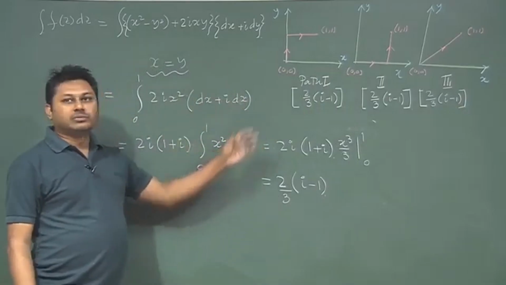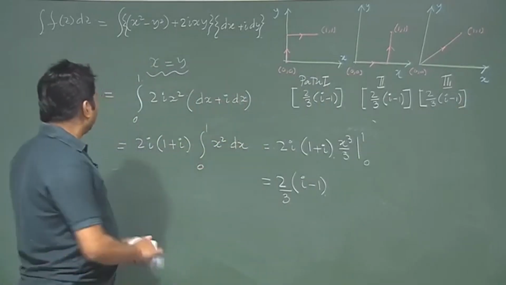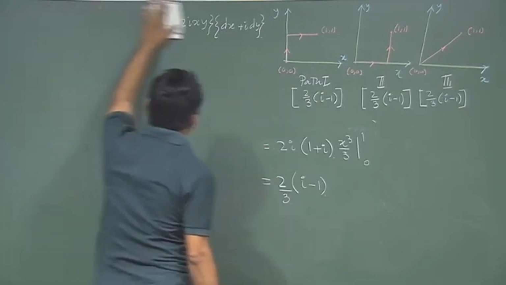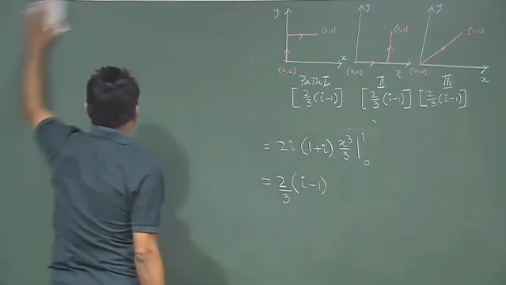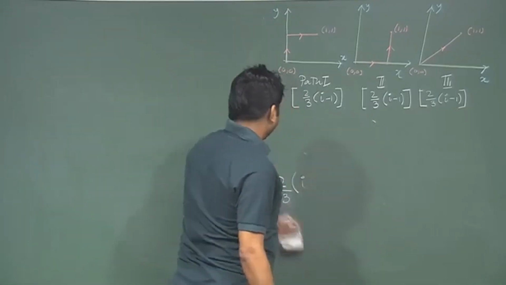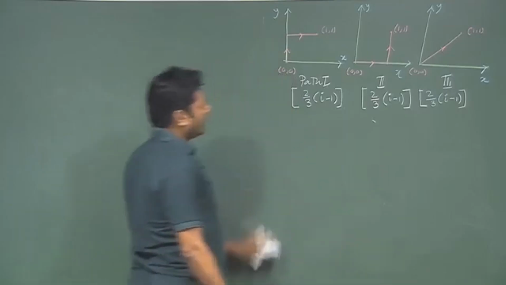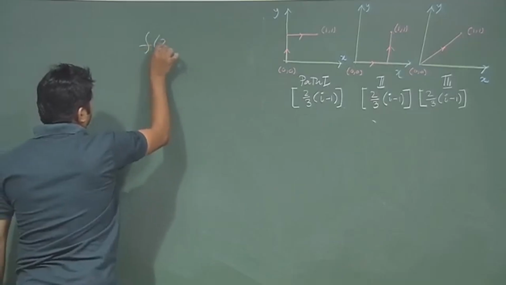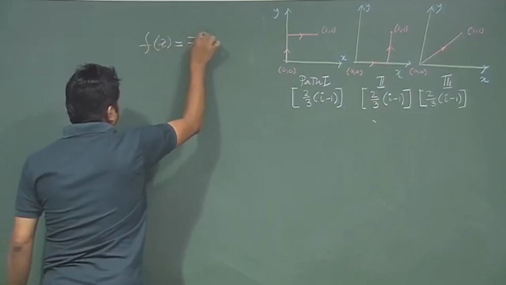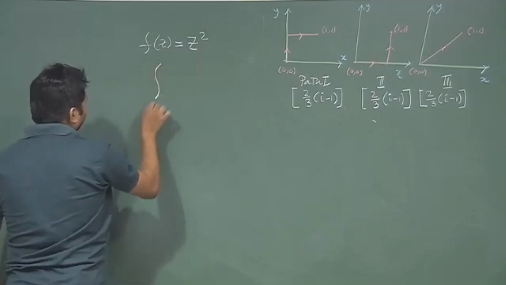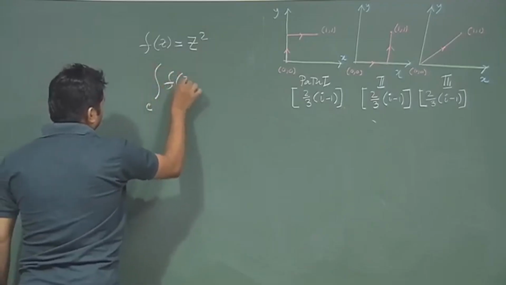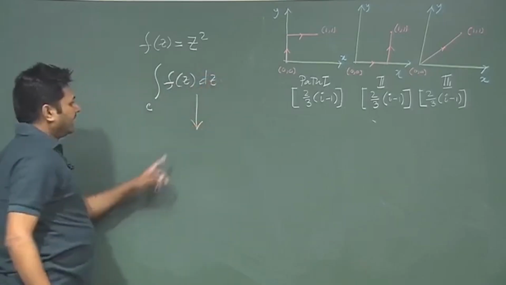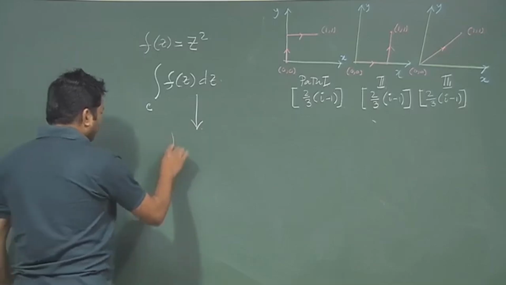I will have this value 2 by 3 i minus 1. So, here one very interesting thing: after doing all this calculation, not very lengthy but very straightforward, I find that when the function is given like this, when I integrate this quantity, the result is path independent.